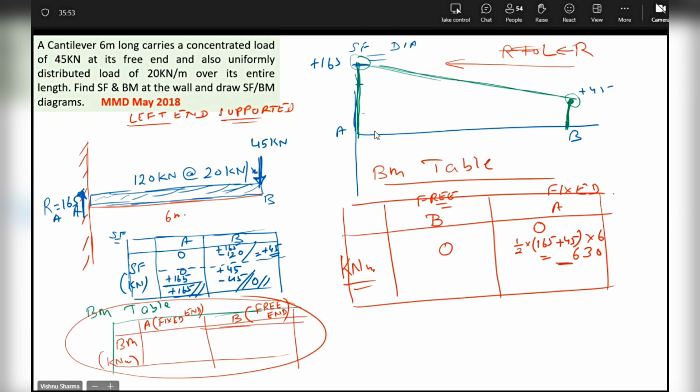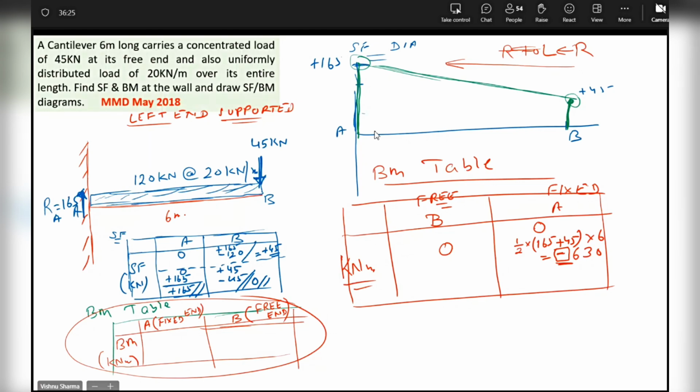Now I have to put the sign. In my area, I have gone from right to left. When I was going from left to right, positive SF area was giving me positive BM. But now I'm going the other way. If I'm going the other way, the positive SF area will give me negative BM. So this BM will be negative. Please pay attention to this. This will give you negative BM.